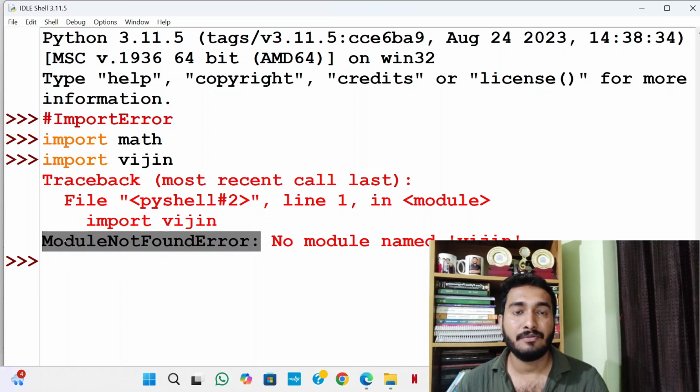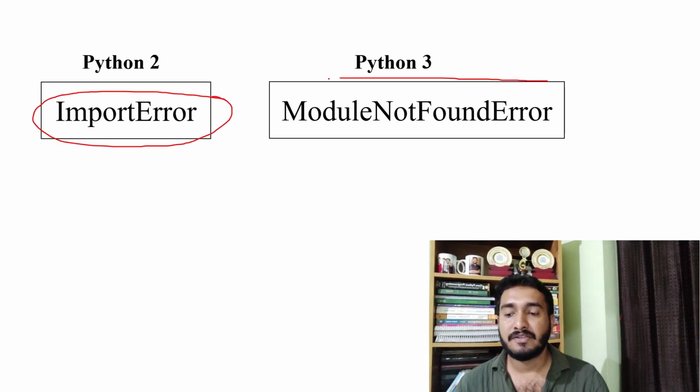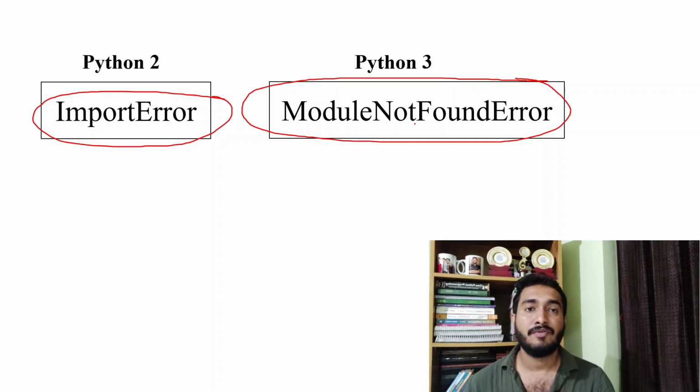There is a reason, I'll tell you. Why does it show module not found error? Because in Python 2 there was import error. In Python 3 import error was merged with module not found error. So now in Python 3 it will not show import error, it will show only module not found error. If you want to check this, you can go online and check once.